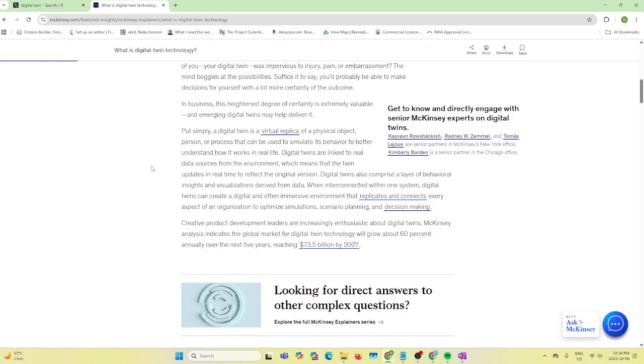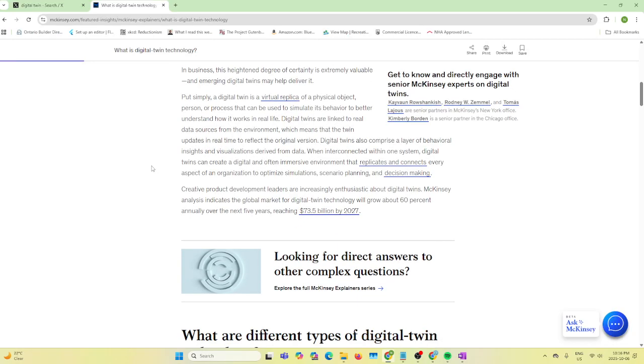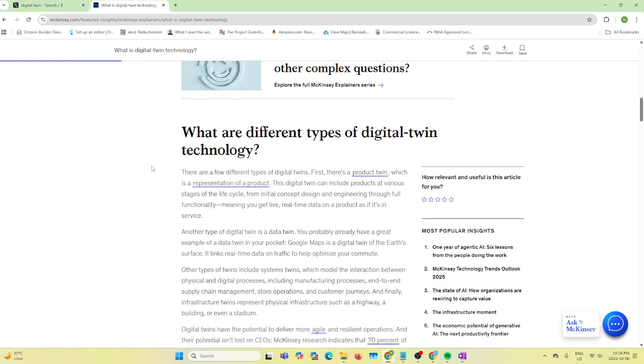Put simply, a digital twin is a virtual replica of a physical object, person, or process that can be used to simulate its behavior to better understand how it works in real life. Digital twins are linked to real data sources from the environment, which means the twin updates in real time to reflect the original version. Digital twins also comprise a layer of behavioral insight and visualization derived from data. What are the different types of digital twins?